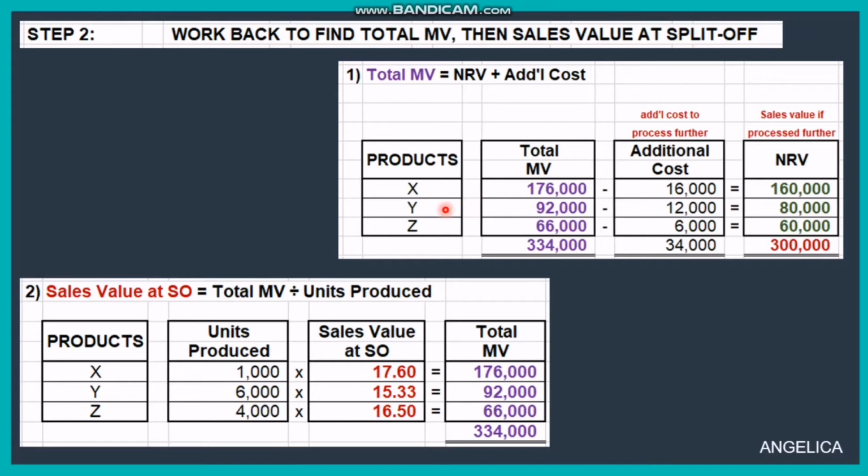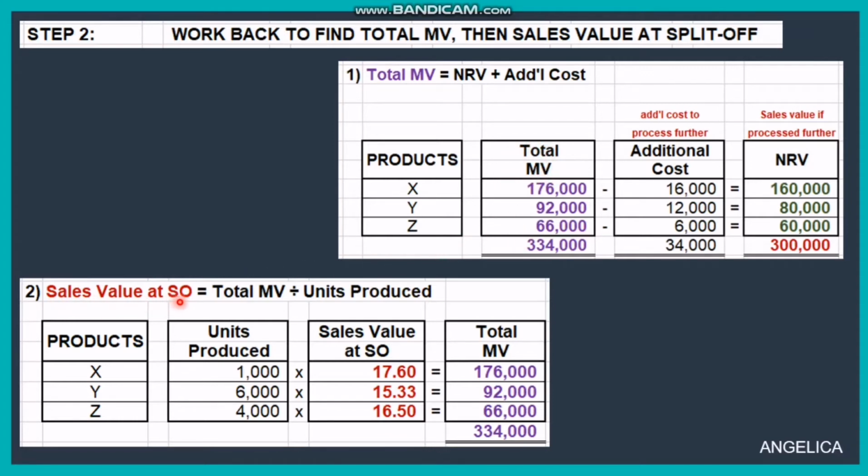The same goes for product Y with its additional cost of 12,000 pesos plus 80,000 pesos NRV equals a total MV of 92,000 pesos. In product Z, additional cost is 6,000 pesos plus its NRV of 60,000 pesos, which will result in a total MV of 66,000 pesos. Now, to get the total of the three, you just add the three total MVs of the products: 176,000 pesos plus 92,000 pesos plus 66,000 pesos is equal to 334,000 pesos. Now, you finally got the total MV.